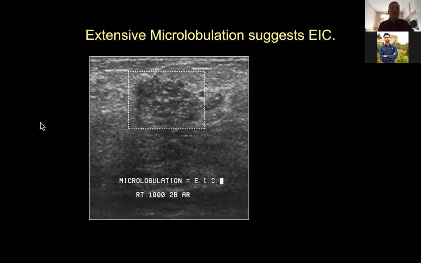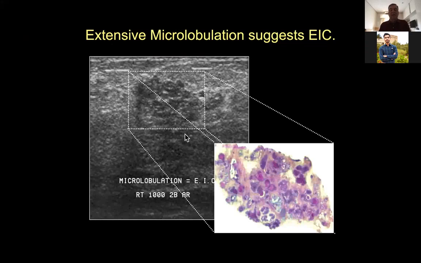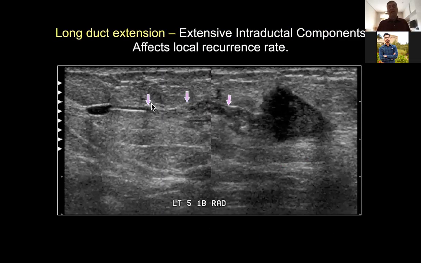So here's a markedly, heavily microlobulated lesion, and on pathology, some of these microlobules have very sharp white lines around them and are oval shaped. These correspond to ducts filled with comedo DCIS. Some are purple and more ill-defined, and these are cancerized lobules. So in this particular case, we're seeing a mixture of enlarged ducts and cancerized lobules contributing to these microlobulations. Here we're seeing a very long duct extension.